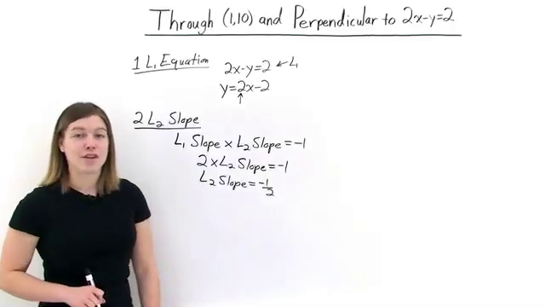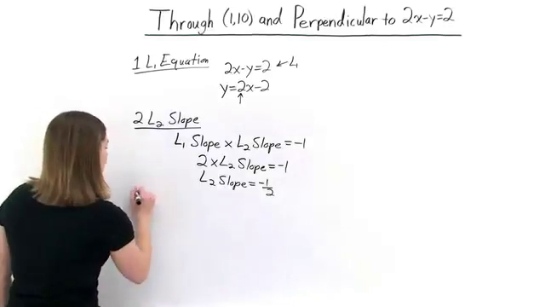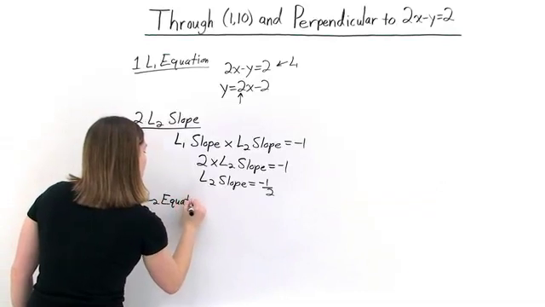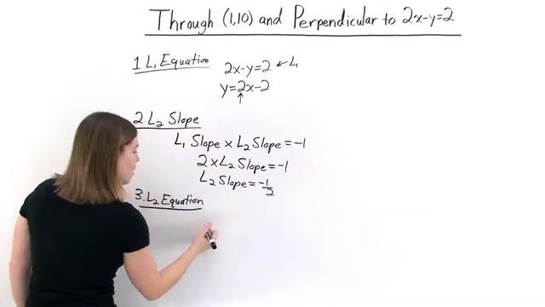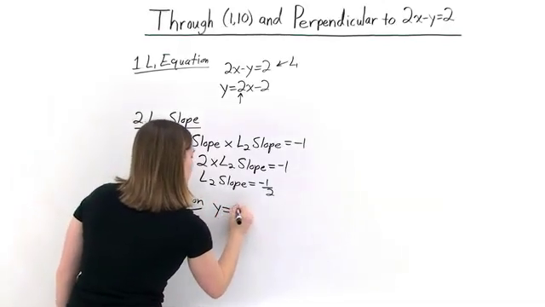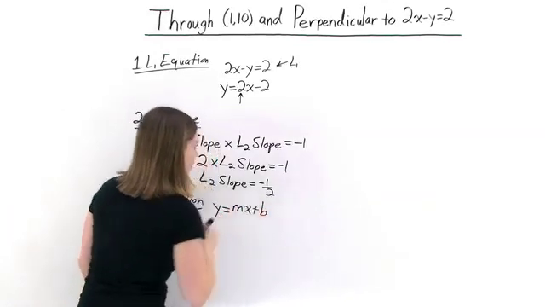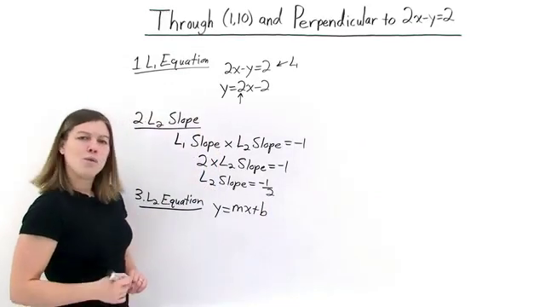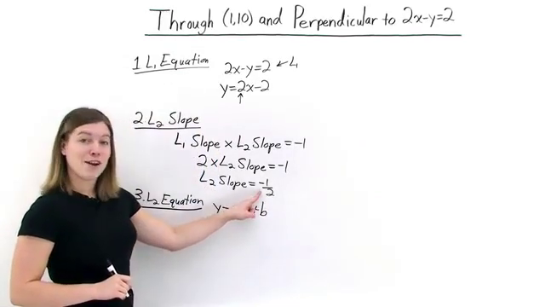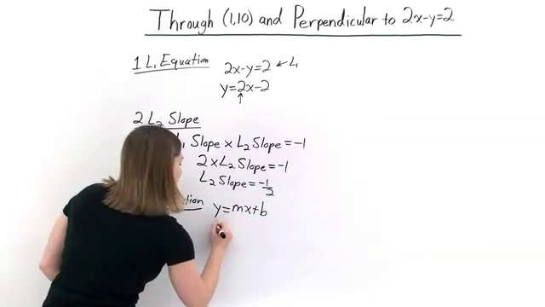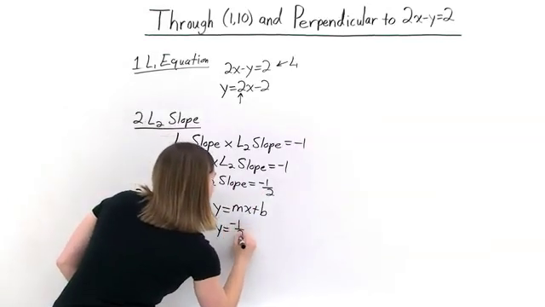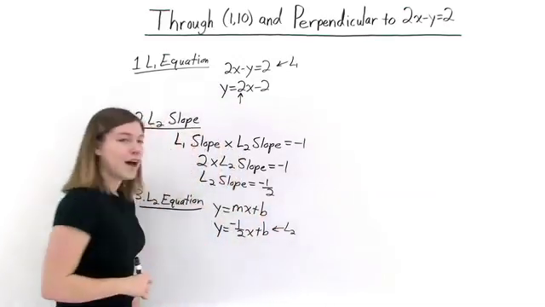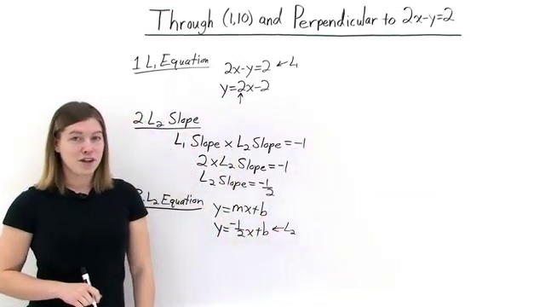Now that we have the slope of our line, let's look at setting up the equation of it. Remember, we want to write this equation in slope-intercept form. Slope-intercept form looks like this: y = mx + b, where m is our slope and b is our y-intercept. Well, we already found the slope of our line to be -1/2, so let's plug that in. We'll get y = -1/2x + b. This is our line 2, the line that we want to find the equation for.